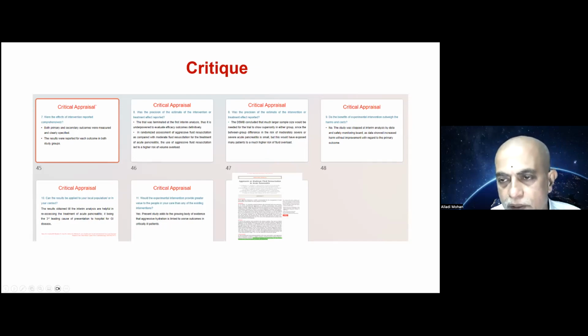Then come the benefits of the experimental intervention vis-a-vis the costs. Can it be applied to our population? And would the experimental intervention provide greater value to people in our care than any of the existing interventions? These are some standardized questions which you can ask regarding most of the RCTs, as a starter, as a first step in critique of an article.